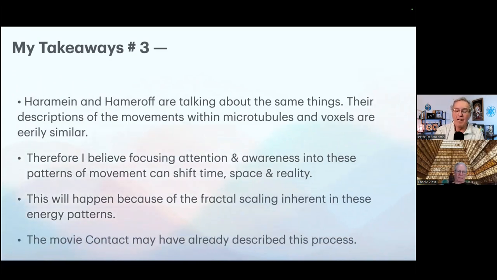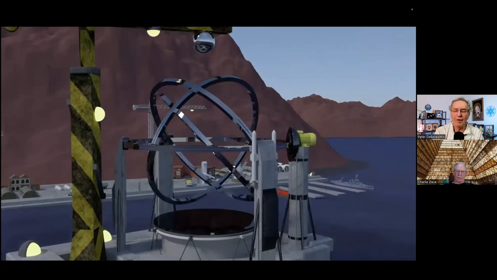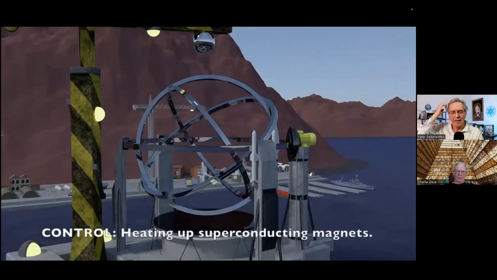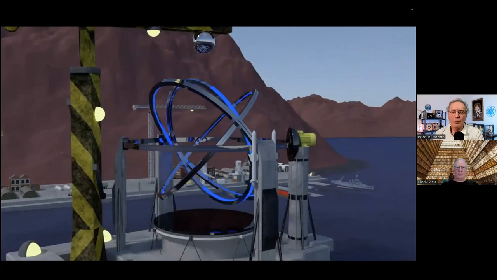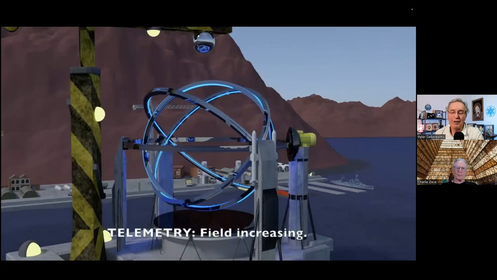Now, I think the movie Contact described this process nicely. All right, so we're just going to look at that for a second. This is an artist drawing of that. They've got the three different tubes, or the three different bands. I don't know why three, but we did find triplets of triplets.